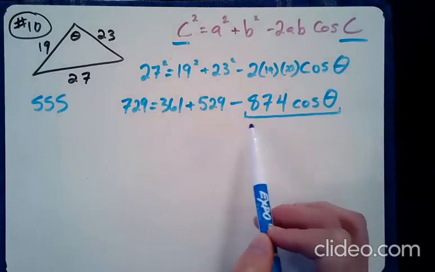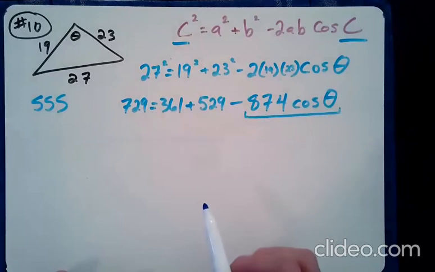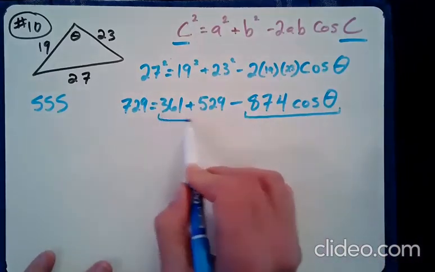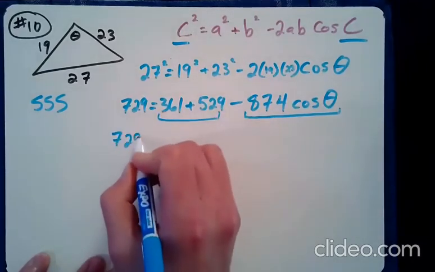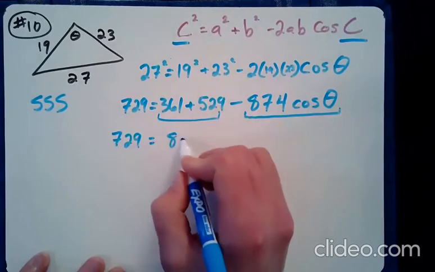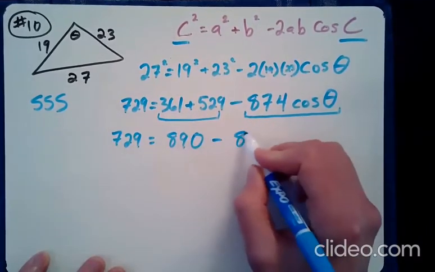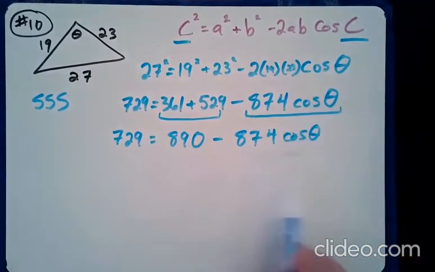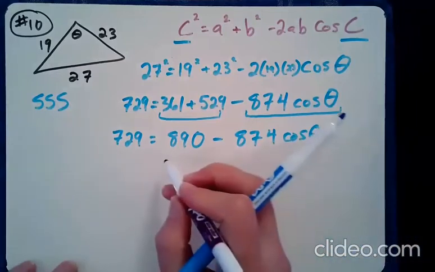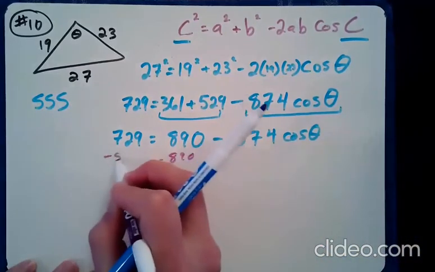So my next step is leaving that as is, and I actually want to combine these two only, okay? So adding those two together, I still have 729 equals 890 minus 874 cosine of theta. Again, don't touch this. This is a variable. This is like 5x. It's a coefficient with a variable, so I would need to divide to get that number out of that. So my next step then is not to combine those two terms. I want to subtract 890 over.